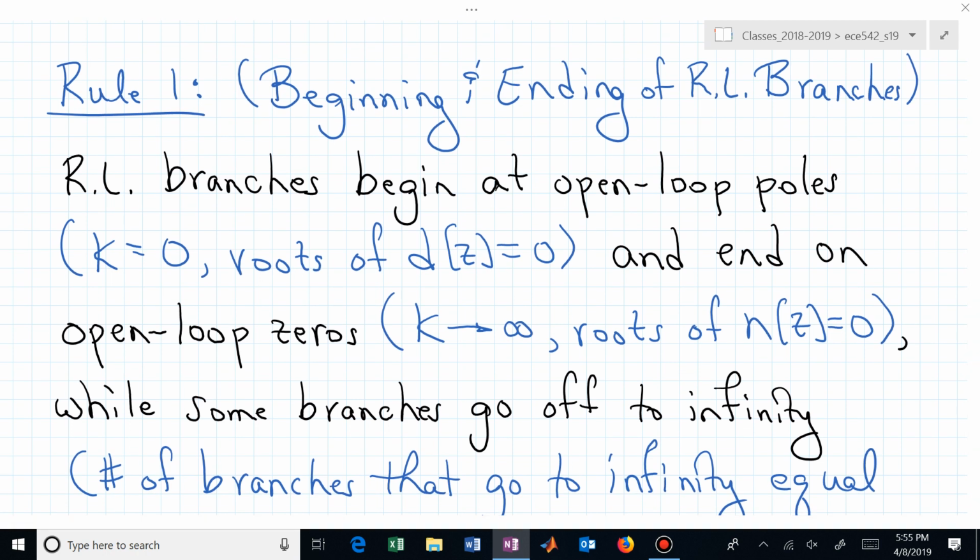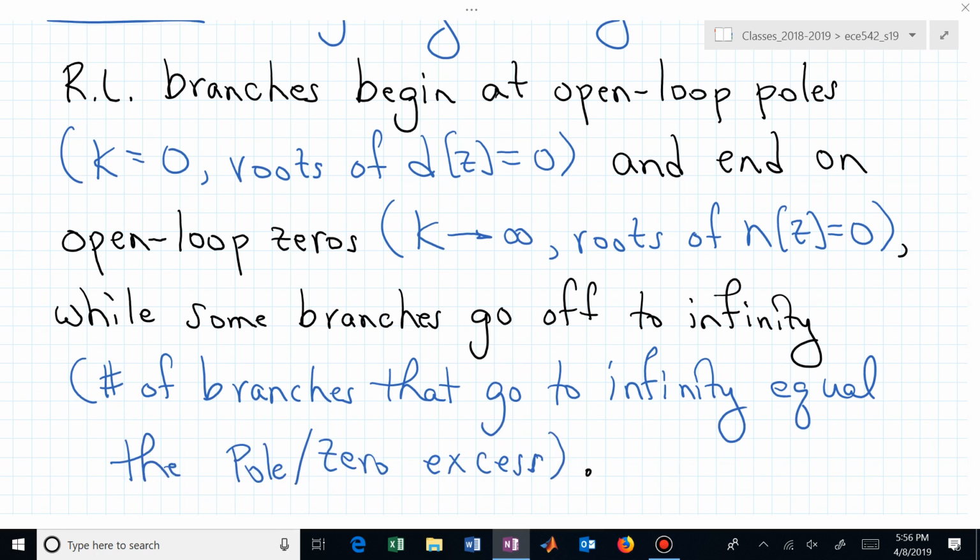Okay, so here we're starting at the roots of d of z. That's where we start. That's when k is equal to 0. And then we end on the finite open loop zeros. Those are the roots of n of z, while some branches go off to infinity. And where do they go? We haven't really covered, other than the case when we have a pole zero excess of 1. Then where does that branch go? Where does our branch at infinity, where is it headed when we have a pole zero excess of 1?